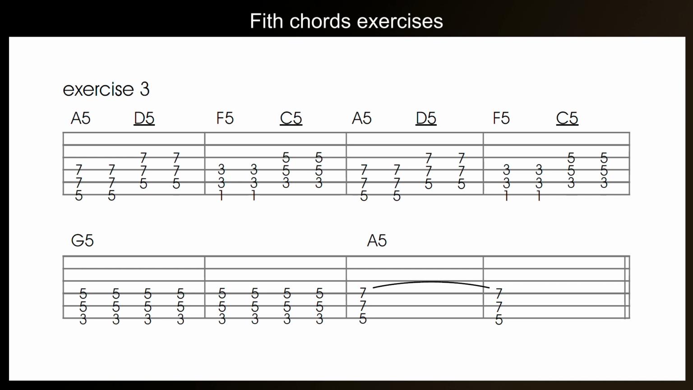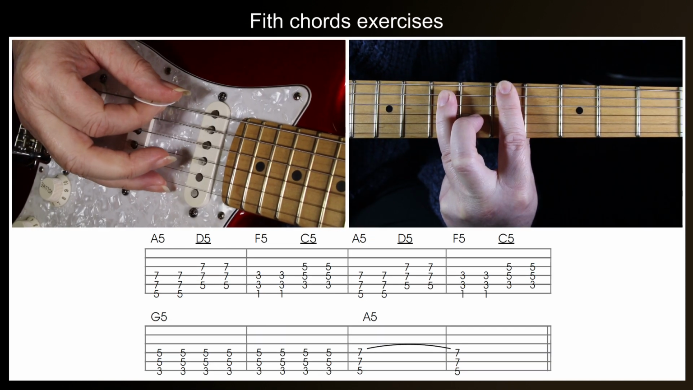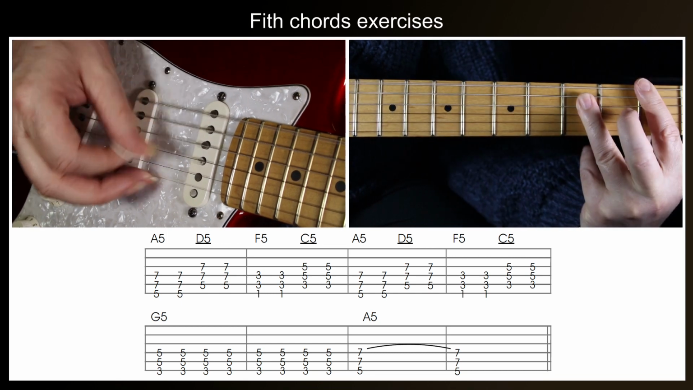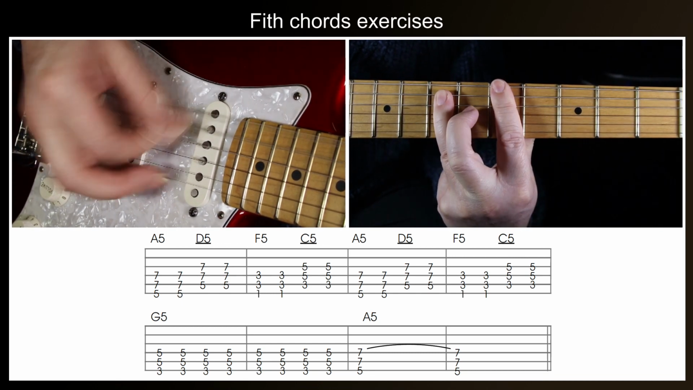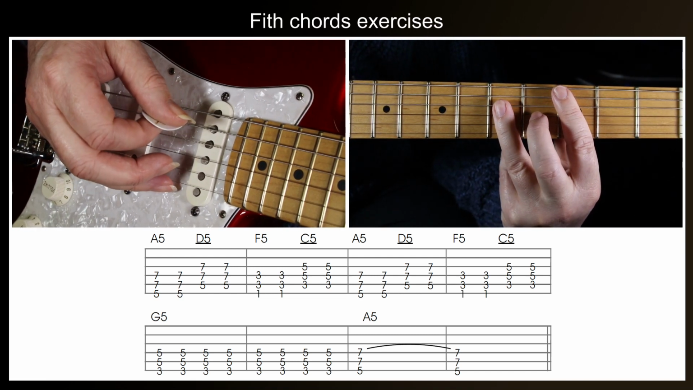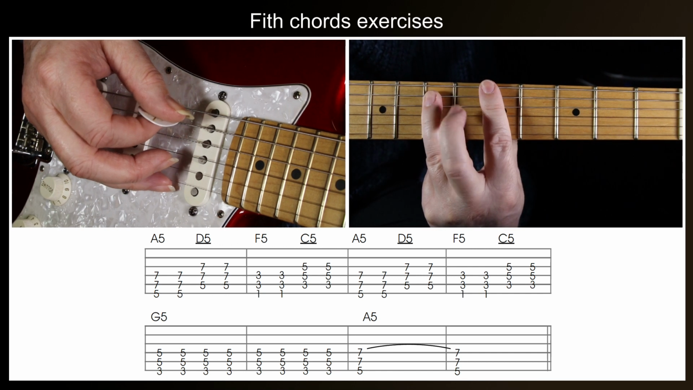Exercise 3. This exercise looks the most complicated, however it isn't really. If you look at the first 2 bars and then the second 2 bars, you'll notice they're the same thing. So the first line is fairly straightforward. Let's see and hear the first line played. Let's see and hear that played again.